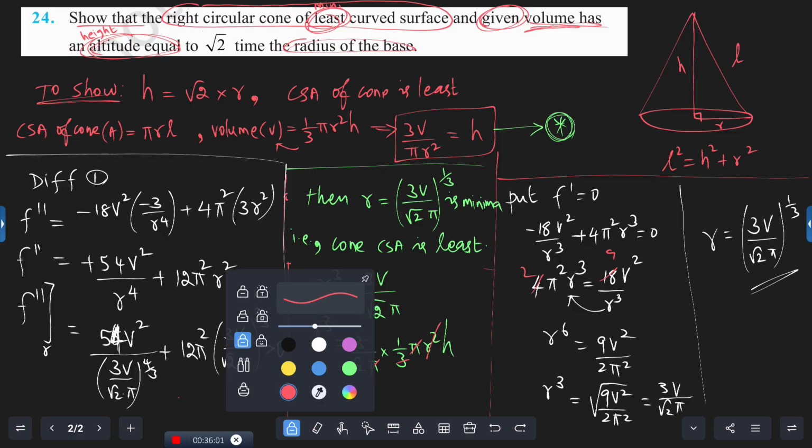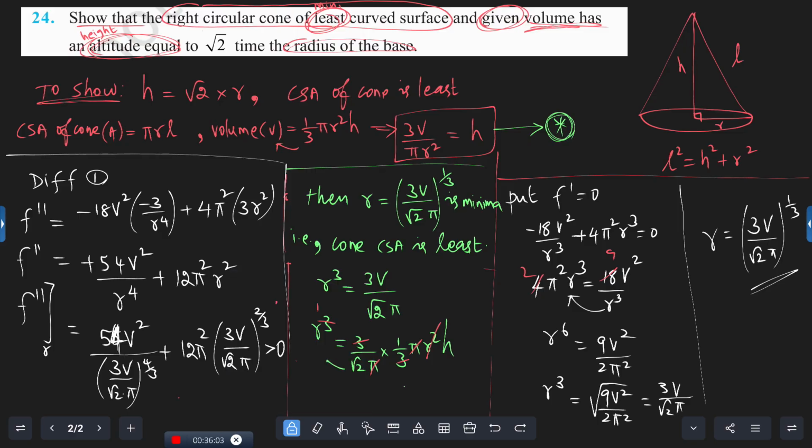Then what is the remaining? Root 2 you send opposite. So that root 2 into r is equal to the remaining h. I hope you got it. Yes, hence proved. Be careful how we are doing everything. Have you seen the page how we have done? Do it properly. Question number 24 over.